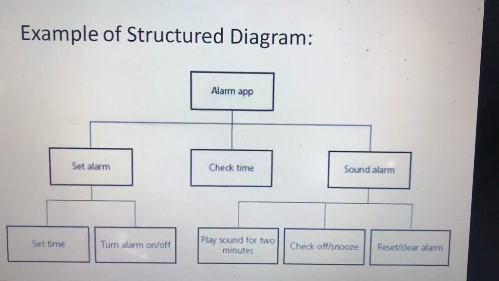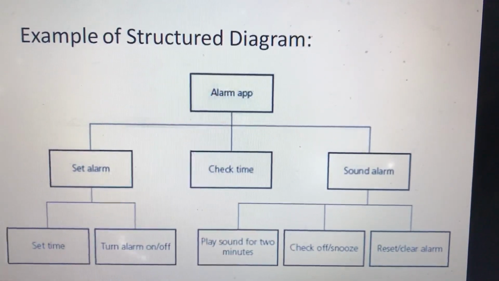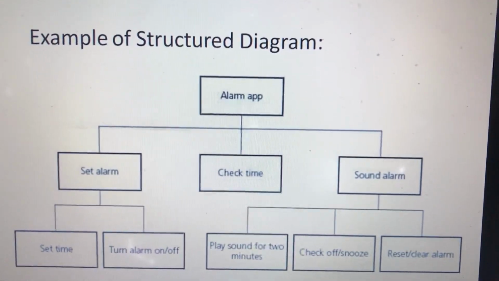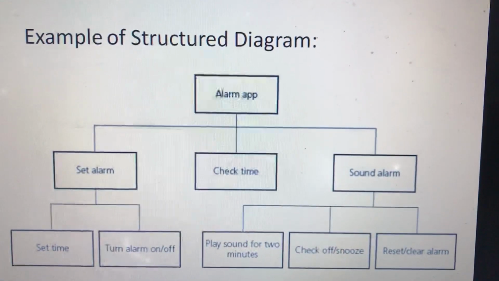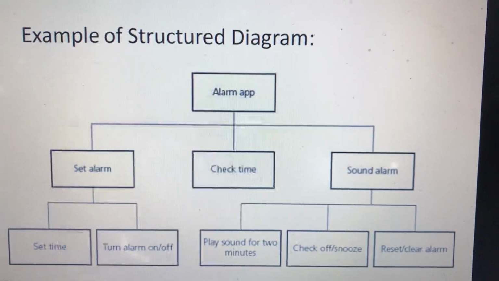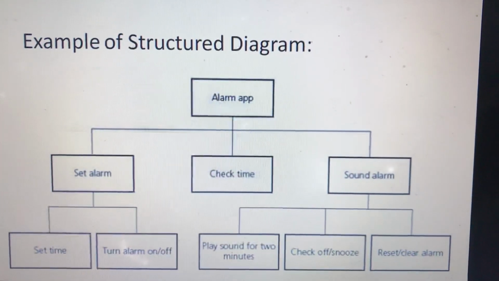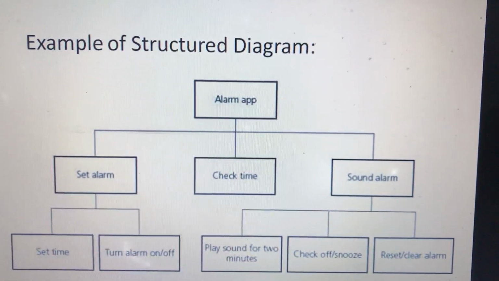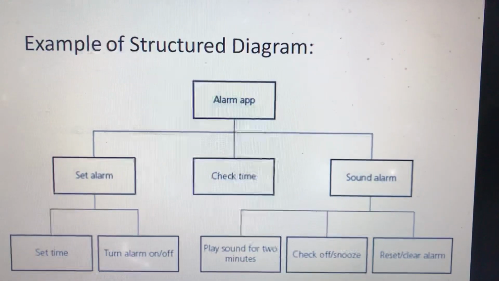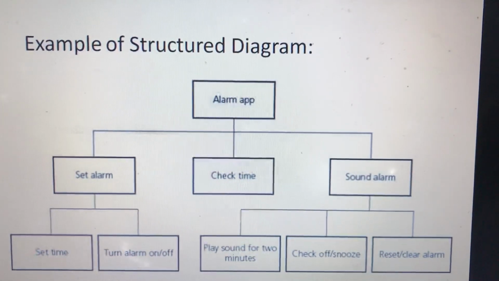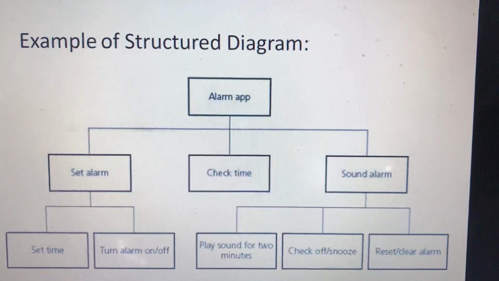Alarm app is further divided into three subsystems, that is set alarm, check time and sound alarm. Set alarm is further divided into two subsystems, that is set time, turn alarm on or off. Then sound alarm is divided into three subsystems, that is play sound for 2 minutes, check off, snooze, reset or clear alarm.